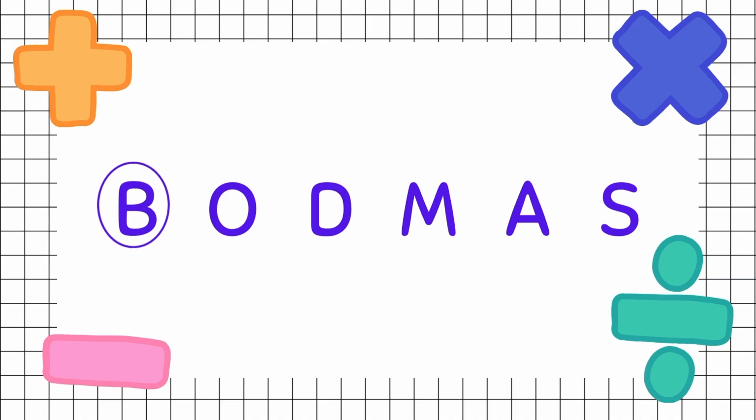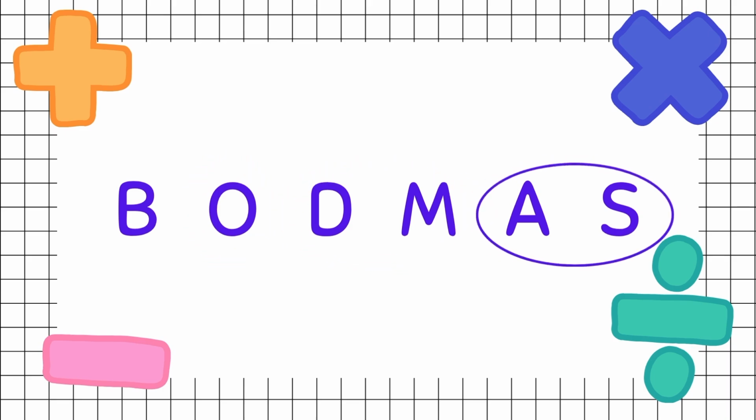Remember the steps. Brackets come first, then order or exponents. Next, multiply and divide, and finally add and subtract. Whether you call it BODMAS, BIDMAS, BEDMAS, or PEMDAS, the idea never changes.